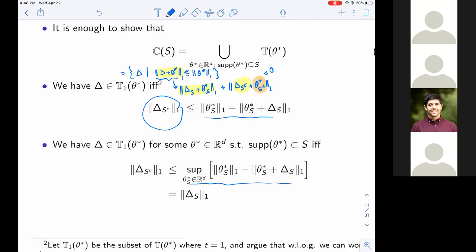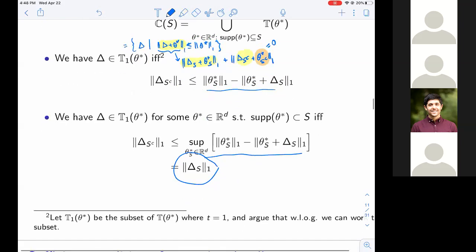So delta would be in one of these tangent cones if and only if this is less than or equal to the supremum. Because if it's less than or equal to the supremum, then there is a theta star such that this inequality holds, and it means that delta would be in the tangent cone of that theta star. So just verify that delta would be in the union of these if and only if I take the supremum on the other side. And if you take the supremum on the other side, this turns out to be the L1 norm of delta S. Why is that?